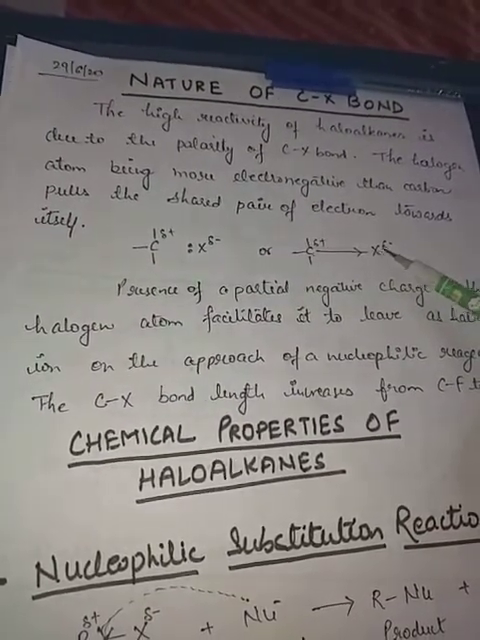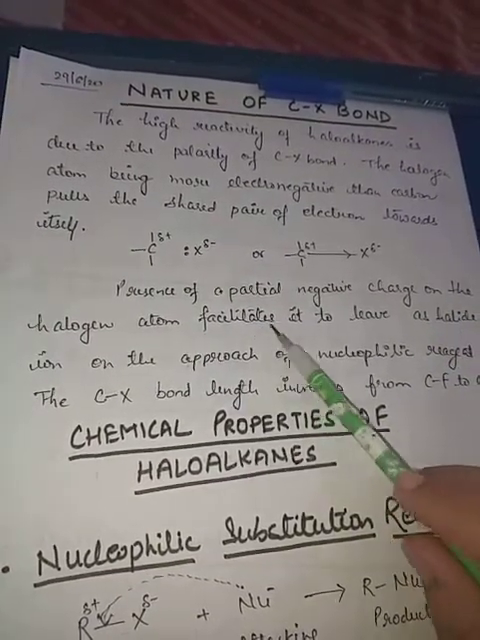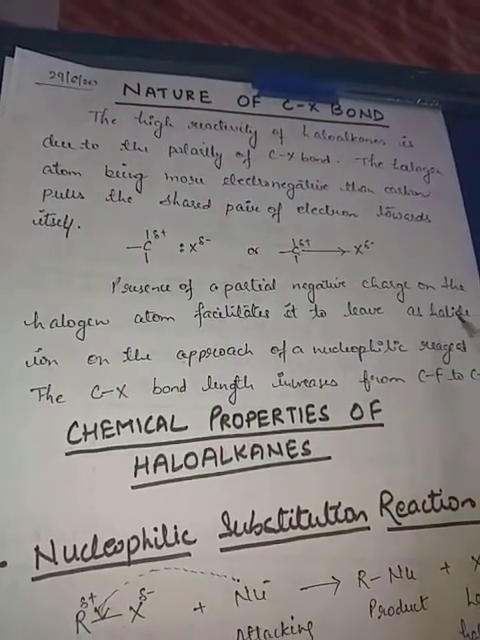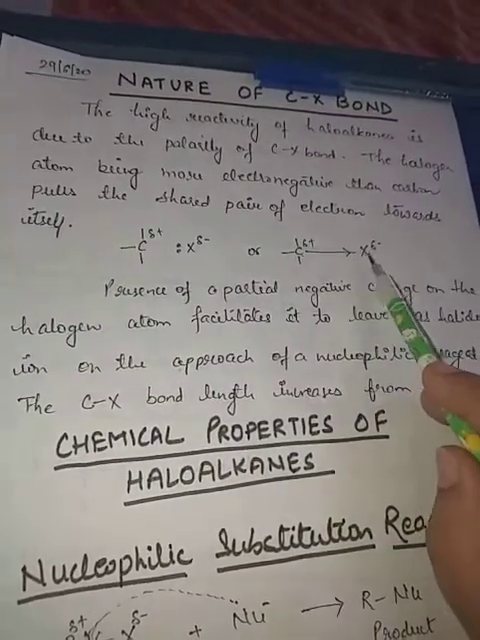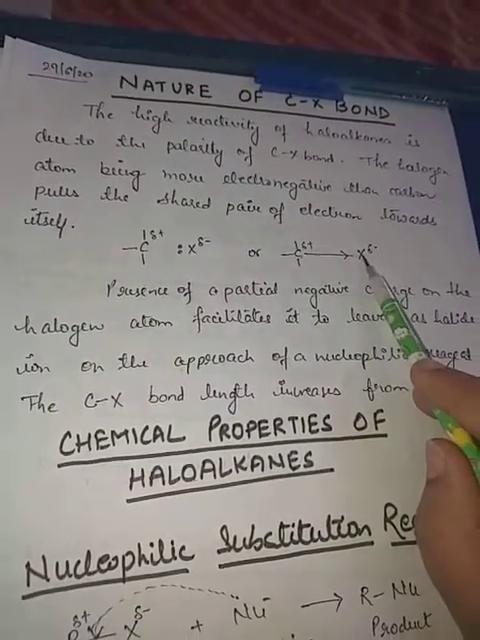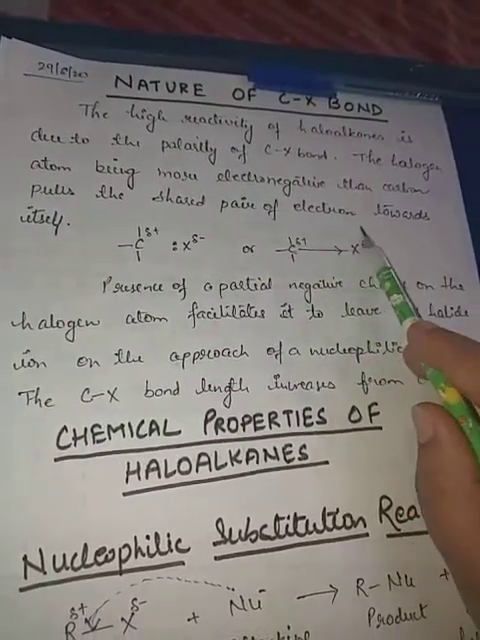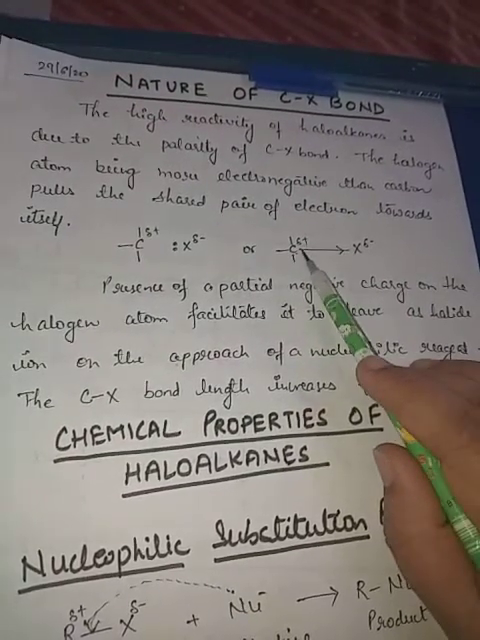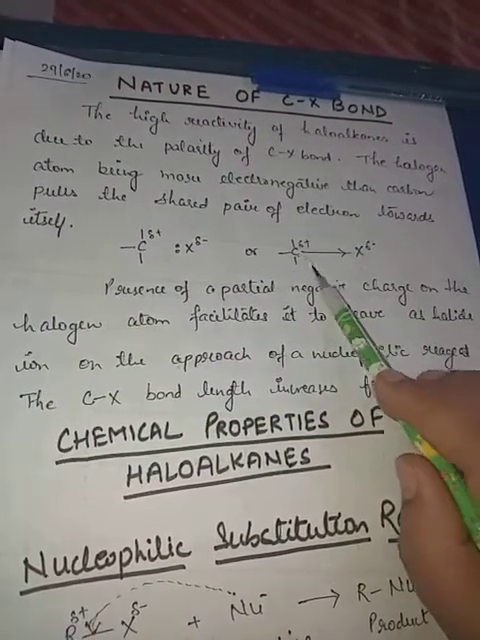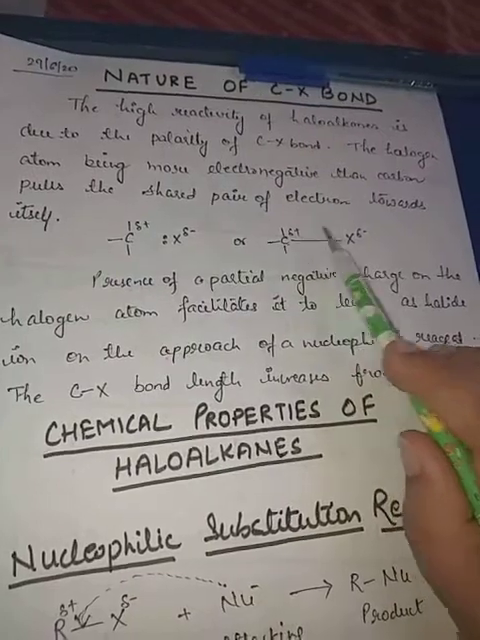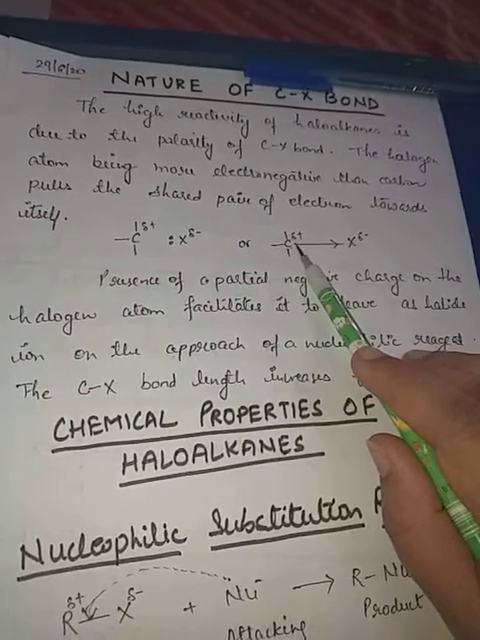So the presence of this partial negative charge on the halogen facilitates it to leave as a halide ion on the approach of a nucleophilic reagent. If any nucleophile stronger than this halide comes, then that nucleophile will replace this halogen, because the polarity has come here and this bond has weakened. So when a strong nucleophile approaches, this halogen will detach itself and the incoming nucleophile will be attached here.